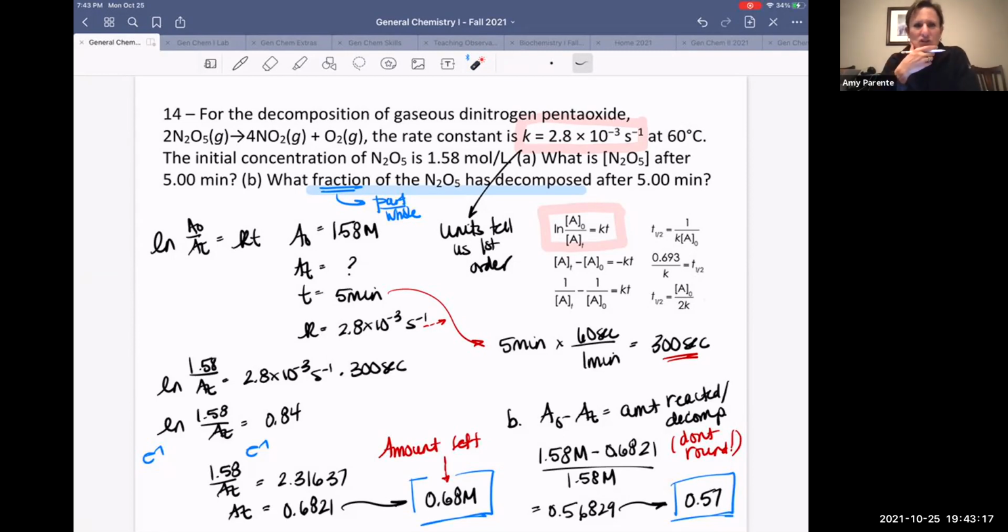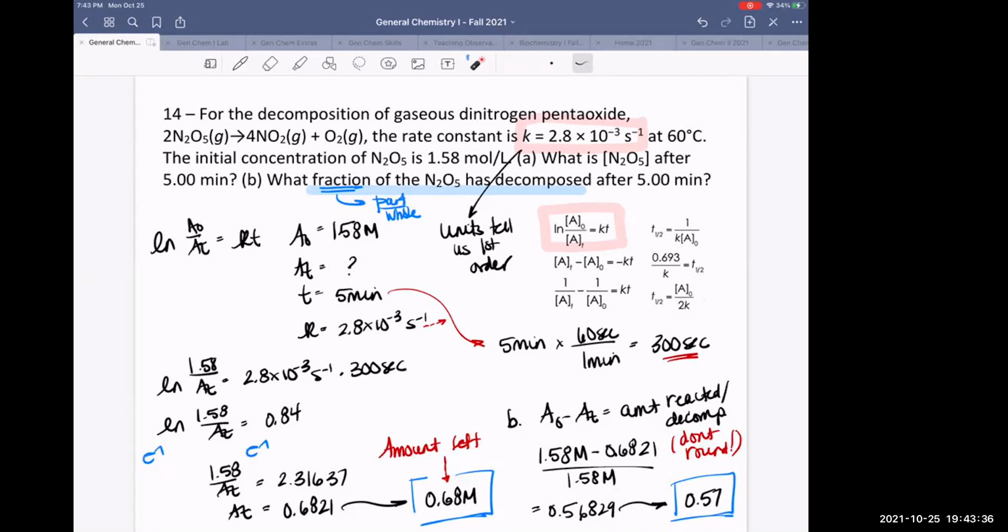But you could have asked this problem, you could have done part B without asking part A. You would have had to do the part A work in order to answer the part B question. So I'm going to pause there for a second and see if you guys have anything on this part. I'm good. Good.